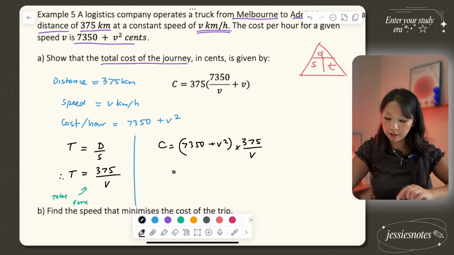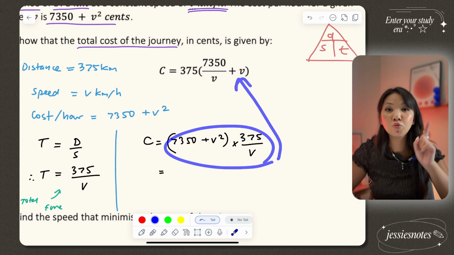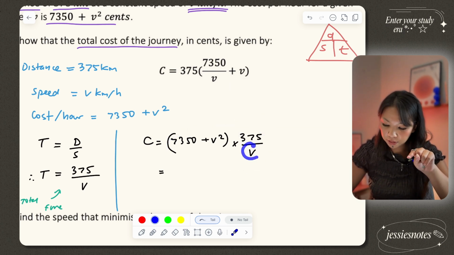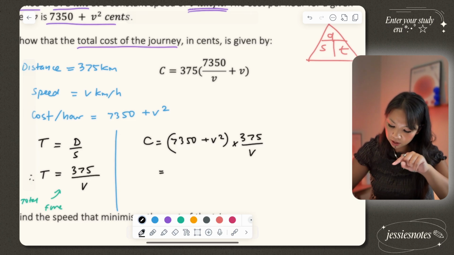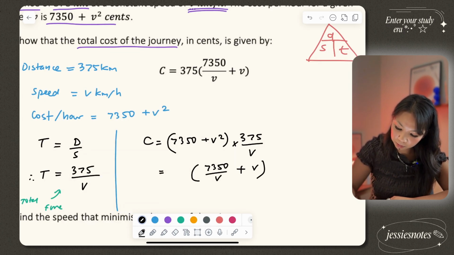And then now if I multiply these together, or actually, you know what? I just want this to match up with this. It looks really close. How do you get it to look identical? Well, you don't want this V outside, you want it inside. So I'm going to multiply each of these by 1 over V. So we're going to get 7,350 over V. And if I multiply this by 1 over V or divide it by V, it just becomes a singular V. And then I'm going to bring 375 to the front.